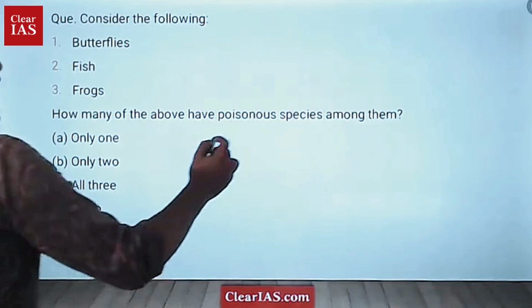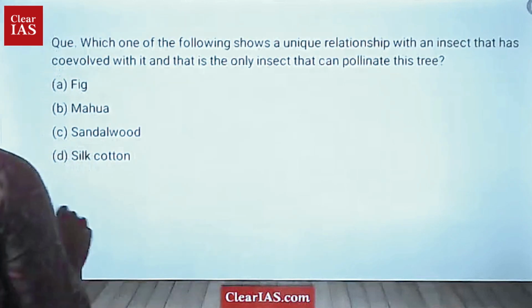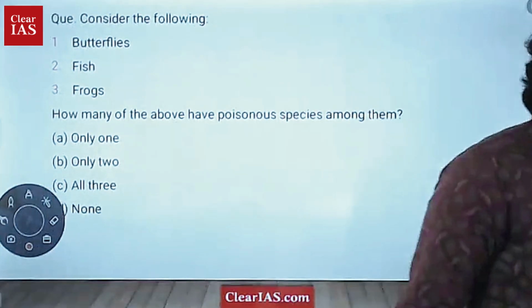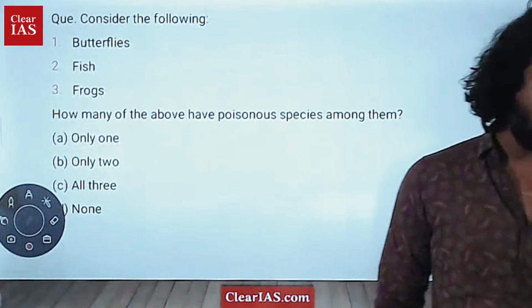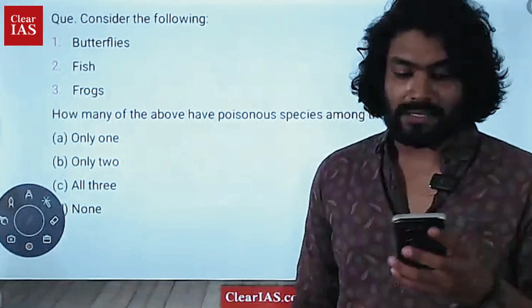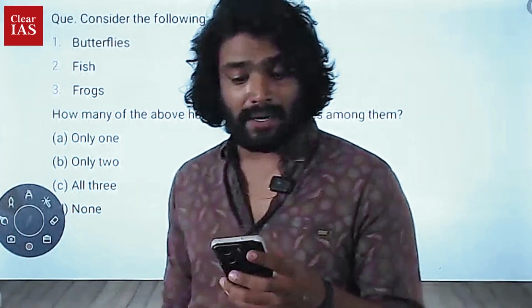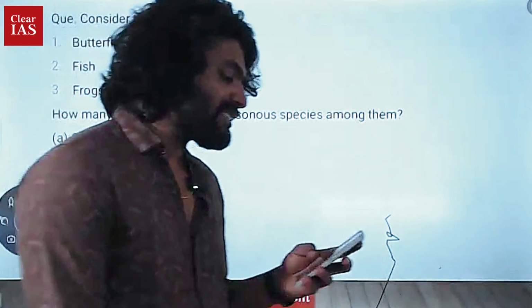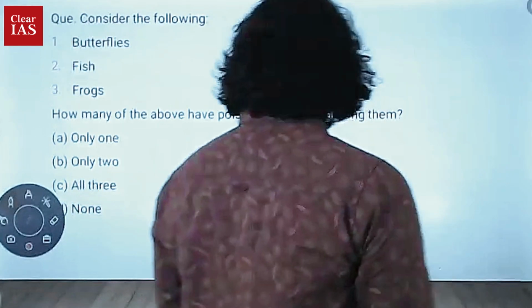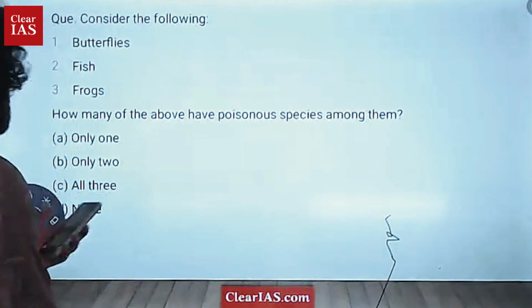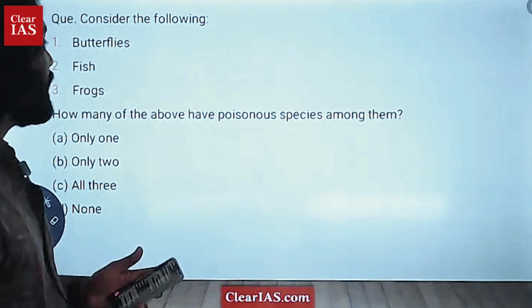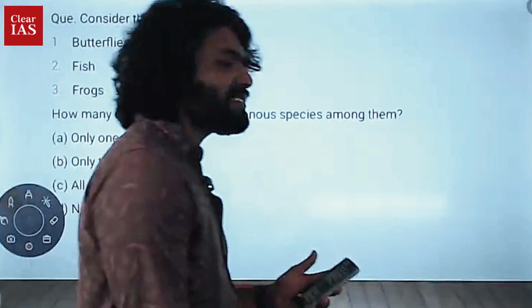How many of the above have poisonous species among them? And the options given are butterflies, fish, frogs. Previously, there was a question regarding mushrooms, and the question was: consider the following statements. Some mushrooms have medicinal properties. Some mushrooms have psychoactive properties. Some mushrooms have insecticidal properties. Some mushrooms have what? Bioluminescent properties. This was a previous question. So the question here is how many of the above have poisonous species among them?